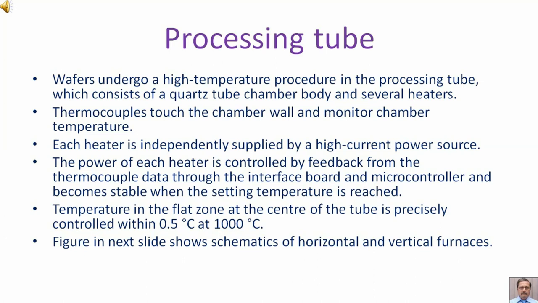Temperature in the flat zone at the center of the tube is precisely controlled within 0.5 degrees centigrade at 1000 degrees centigrade. Figure in next slide shows schematics of horizontal and vertical furnaces.